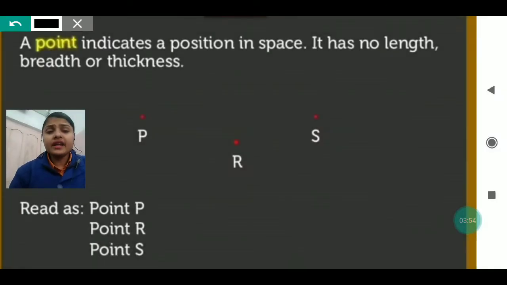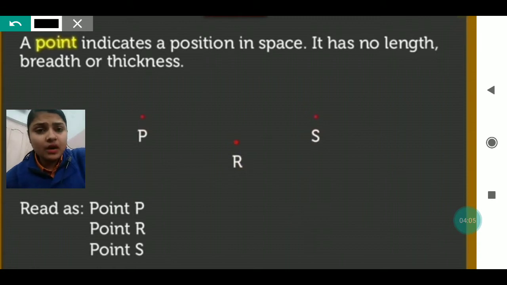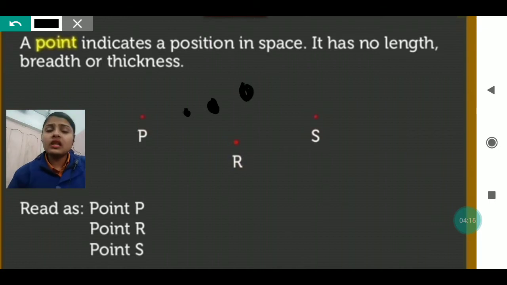See, a point indicates a position in space. It has no length, breadth, or thickness. A point can be drawn like this also, one simple dot. This is also a point, and this one is also a point. So there is no length of a point, no breadth of a point, and no thickness of a point. You can see P, R, and S is written.